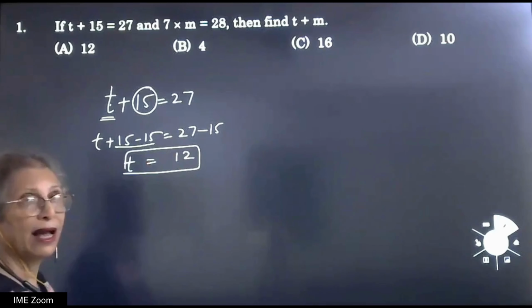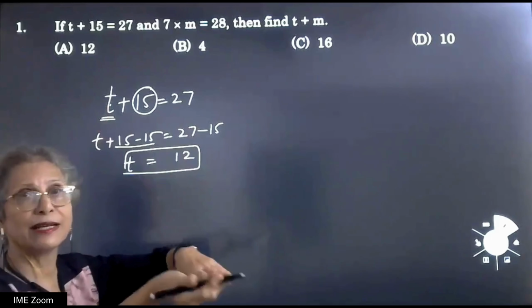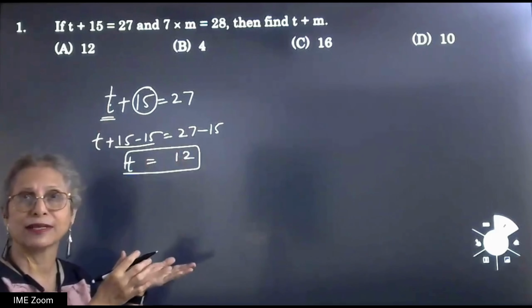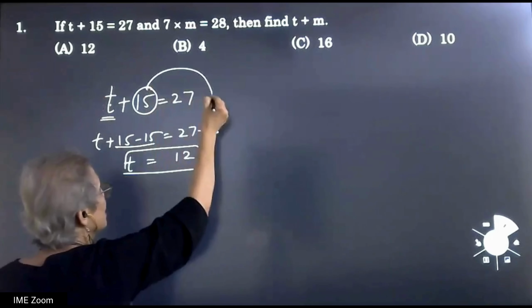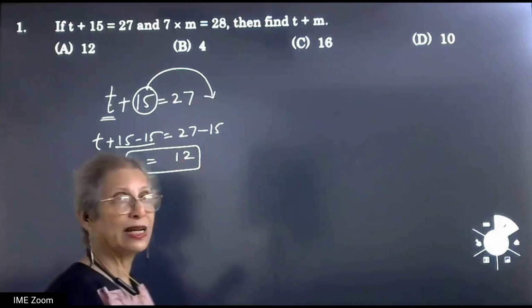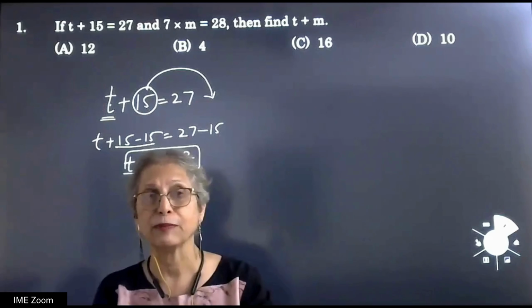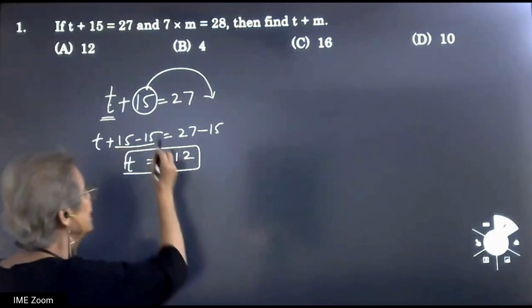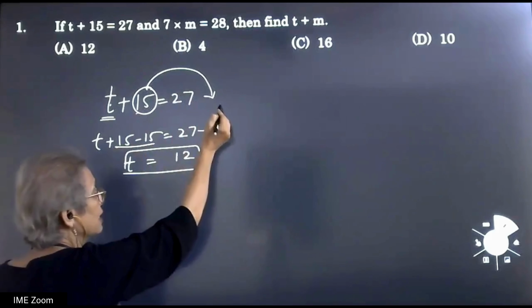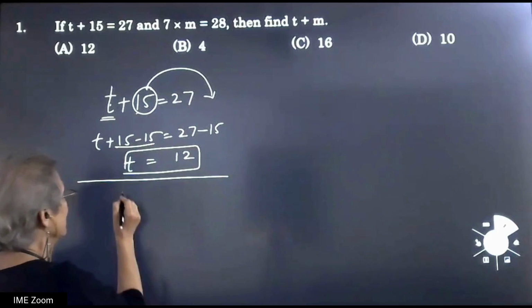This is one method. Another method is we can take numbers on one side and keep letters on the other side. So keep T on this side and take 15 on the other side. This method is called transpose method. We can take one number to the other side. But at that time what happens? The function changes. Here it is addition. If you take it on the other side, it will become subtraction. So this is the alternate method.